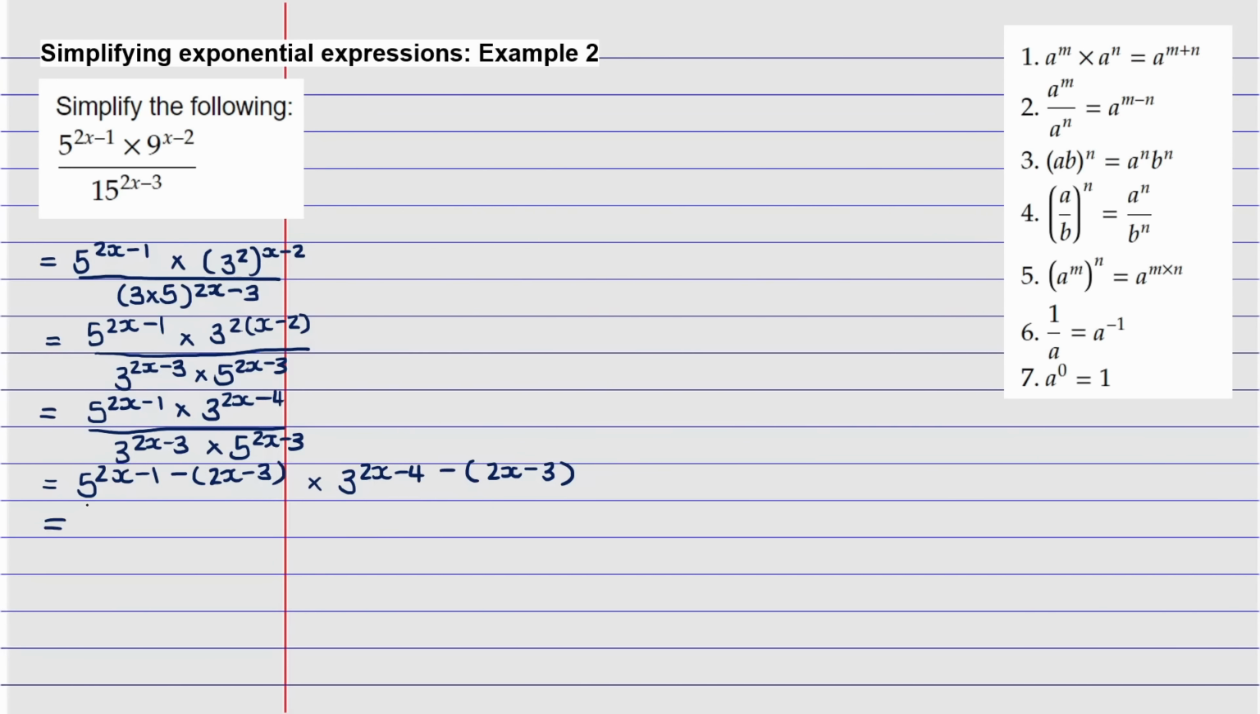Let's clean the exponential part up. So it's going to be 5, then 2x minus 1, then minus 2x, then plus 3, because a negative and a negative gives you a positive. And this is going to be multiplied by 3, then 2x minus 4, then minus 2x, then plus 3.